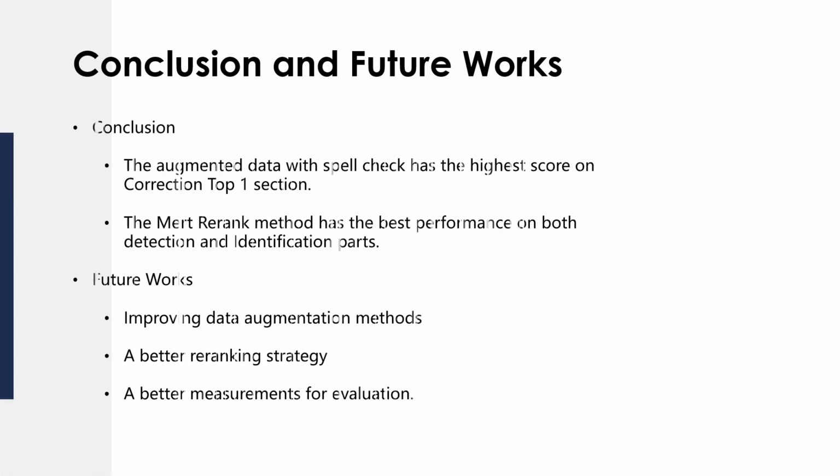Therefore, we come to the conclusion and future works. As we see on the table in the previous slides, the augmented data with spell check has a high score on correction top 1, and the merge re-rank method has the best performance on both detection and identification parts. And for the future work, we think maybe we could improve our data augmentation methods, and also we can find a better re-ranking strategy to get better performance.